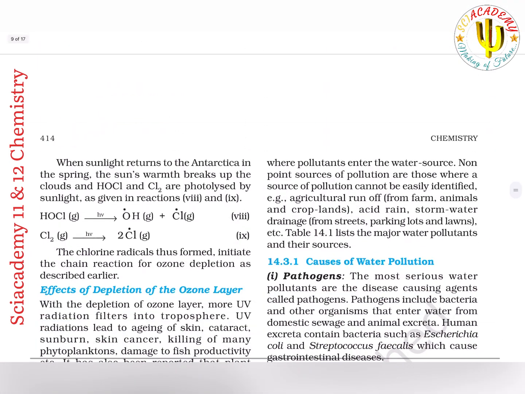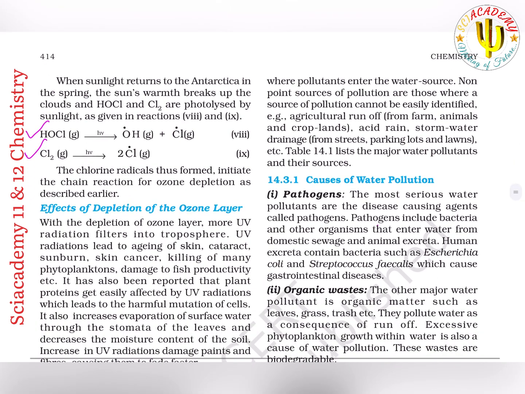When sunlight returns to the Antarctica in the spring, the sun's warmth breaks up the clouds, and HOCl and Cl2 are photolyzed by the sunlight, as given in reactions 8 and 9. The chlorine radicals thus formed initiate the chain reaction for ozone depletion as described earlier. Effects of depletion of the ozone layer.